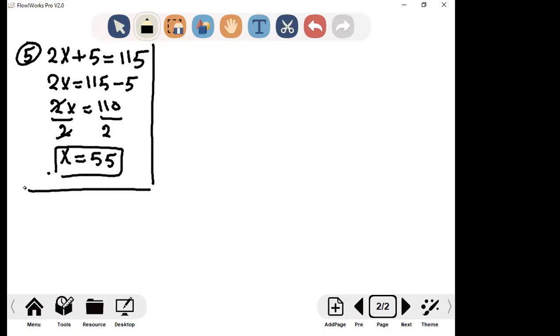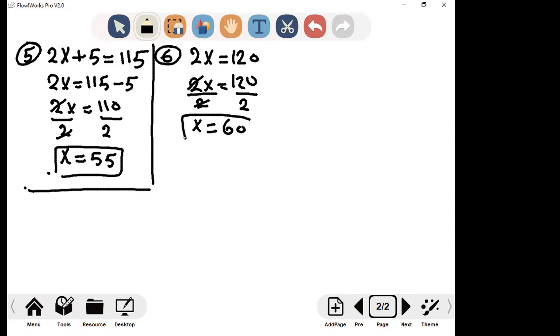Question 6, same idea. 2 vertical angles are equal, means 2x equal 120. So divide into both sides. X will be 60.